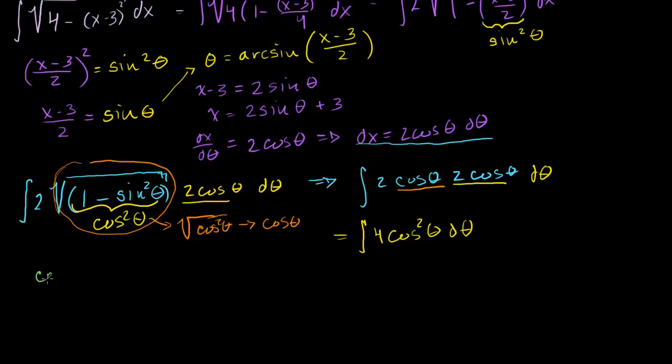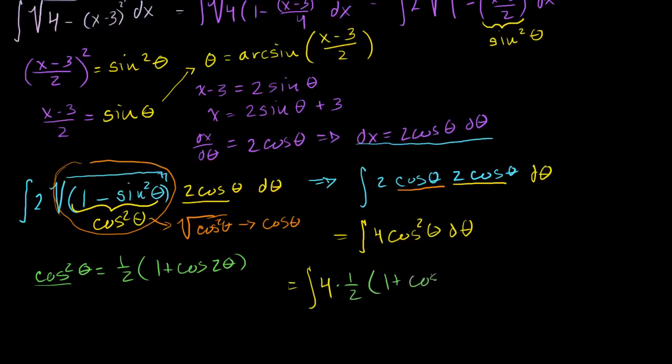But cosine squared of theta can be rewritten as 1/2 times (1 plus cosine of 2 theta). And I've proven this in multiple videos. So let's just make this substitution. Let me just replace this thing with that thing. So this integral will become 4 times cosine squared of theta, but cosine squared of theta is this. 4 times 1/2 times (1 plus cosine of 2 theta) d theta.